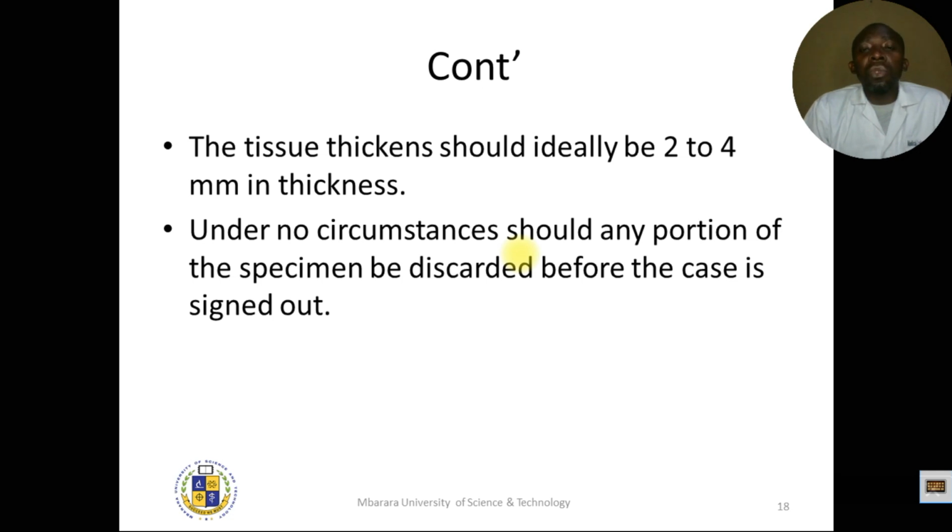So the tissue thickness should ideally be 2 to 4 millimeters. This would be ideal for easy penetration of the fixative, and when putting the tissue in the cassette, it will fit properly without getting out, and enable the cassette to close properly. If it is too much tissue, the cassette won't close properly, and during the process the tissue may even fall off. So we need to put small pieces of the tissue so that they can fit well in the cassette and can be processed right away.